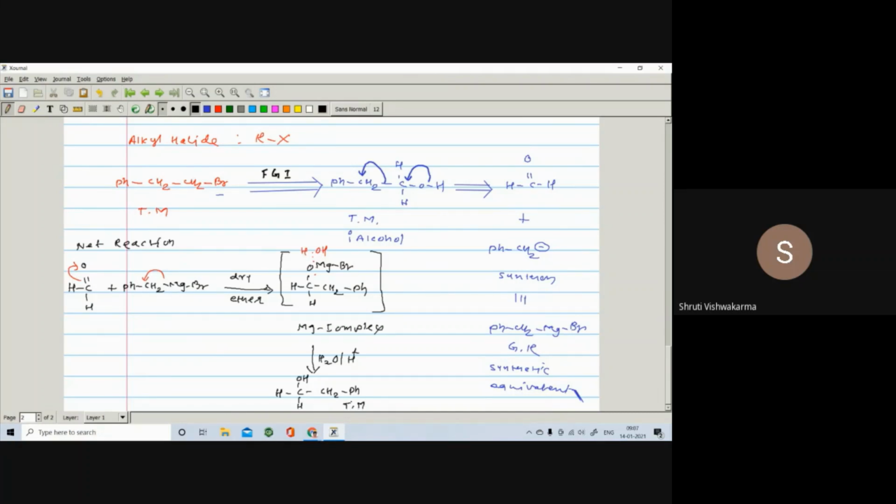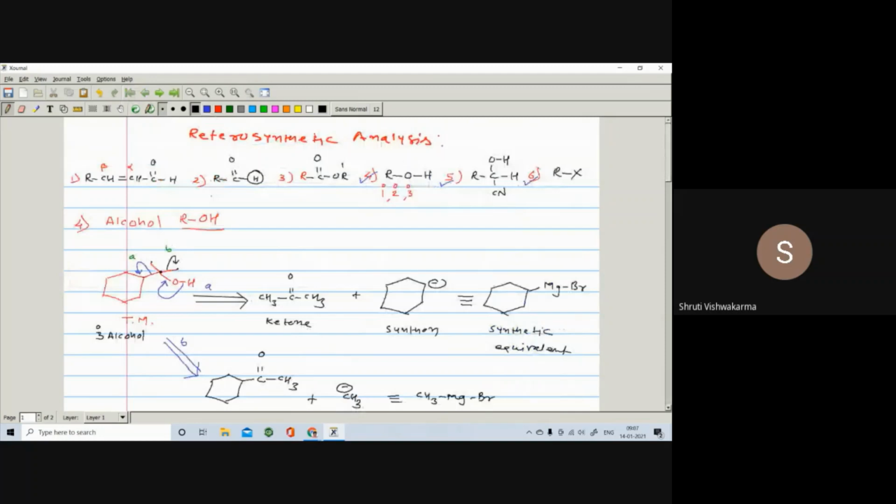So these are some of the examples of alkyl halide. There may be other examples you can collect and you can write down their disconnection. So you have taken the next example, that is your alkyl halide, the sixth example. Now let us see the next example.